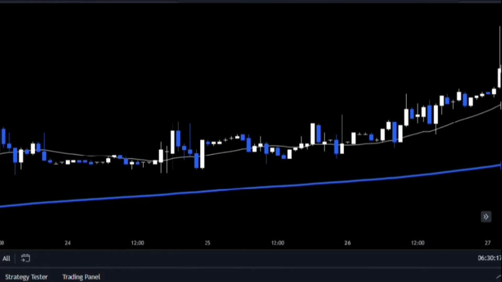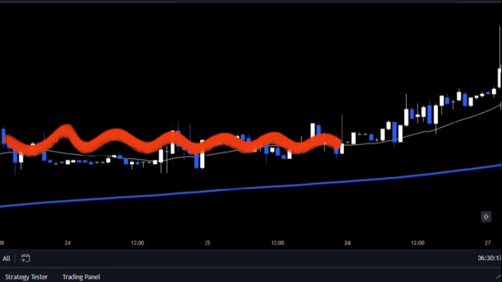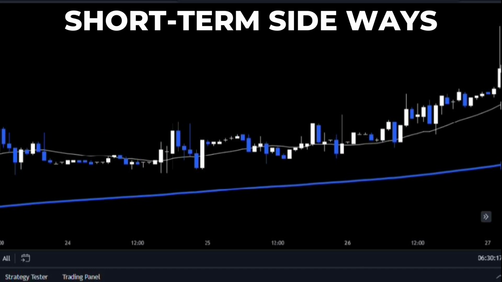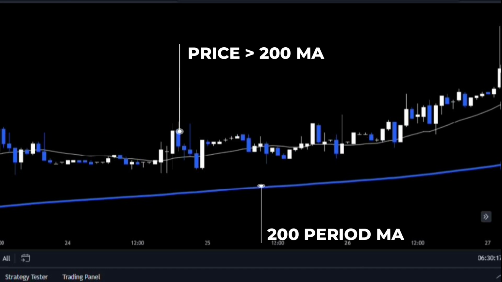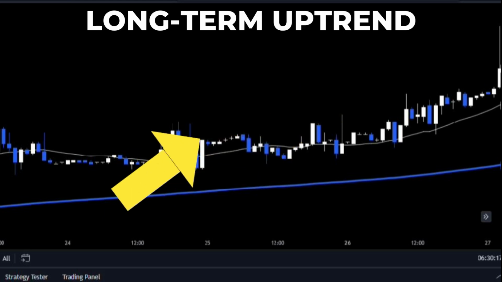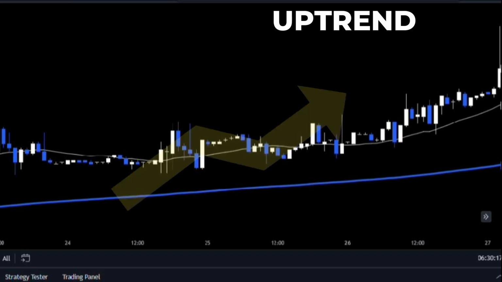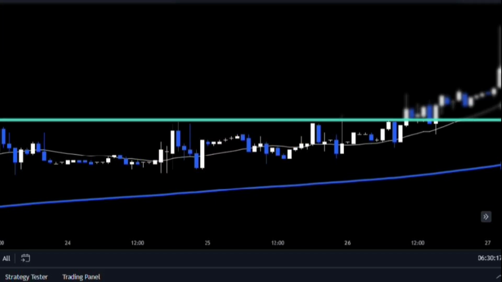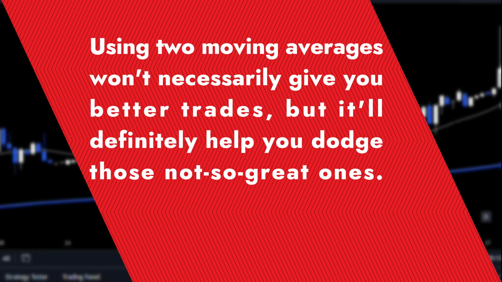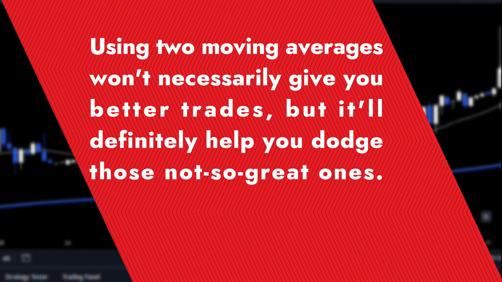Let's check out another example. When we zoom in on this chart section, the price dances around the 20 MA, telling us there's a short-term sideways trend. But look closely, the price stays above the 200 MA, which means we've got a long-term trend. So we've got a mix of sideways trends and a long-term upward bias. Using two moving averages won't necessarily give you better trades, but it definitely helps you dodge those not so great ones.